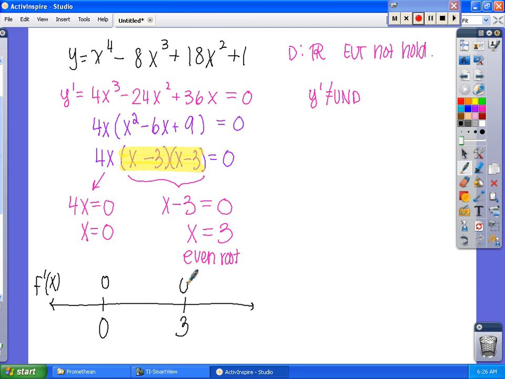So negative 1 substituted into 4x will give me a negative. Positive 1 substituted into 4x would give me a positive. And something like 1,000 would make this positive. The other way to think of it is 4x is a line that goes like this, increasing, where your 0 happens at the origin. So that's why I have negative, positive, and it's still positive after. So at 3, I'll write down that that's the even root. That's why the sign doesn't change.